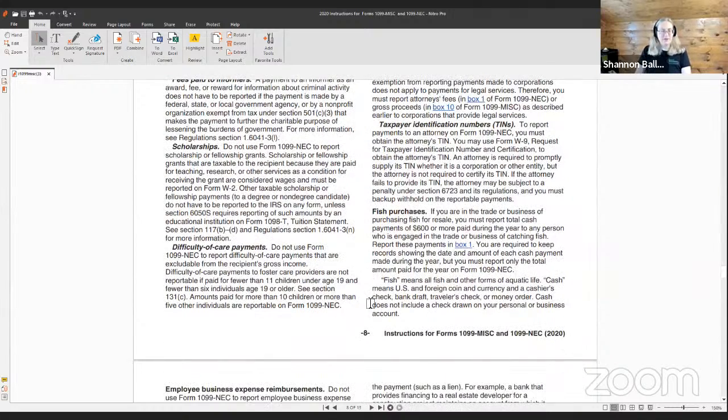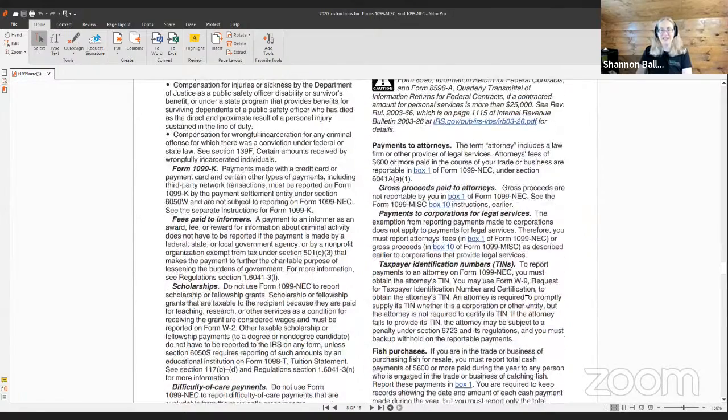Difficulty of care payments. Do not use Form 1099-NEC to report difficulty of care payments that are excluded from the recipient's gross income. Difficulty of care payments to foster care providers are not reportable if paid for fewer than 11 children under age 19 and fewer than 6 individuals aged 19 or older. See Section 131(c). Amounts paid for more than 10 children or more than 5 other individuals are reported on the Form 1099-NEC.